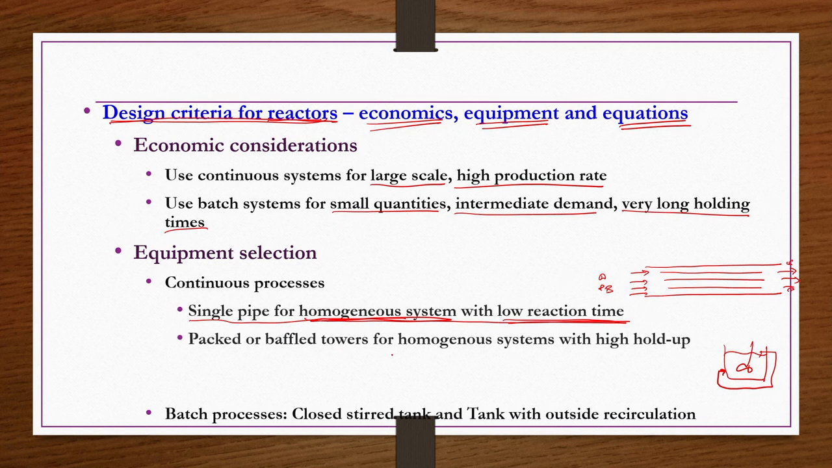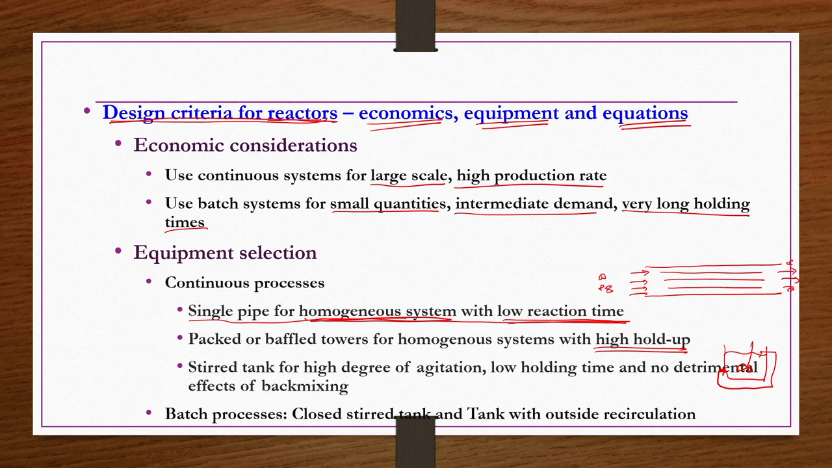Then packed or baffled towers for homogeneous systems with high holdup, like packed beds, fluidized beds, etc. Then stirred tank for high degree of agitation, low holding time, and no detrimental effects of back mixing. Right? So, this stirred tank reactor is similar to the batch reactor by appearance, but they are not similar. So here a container is there, the reactants A and B are continuously coming, and then products C and D, etc., are also continuously drawn out through the output, right?